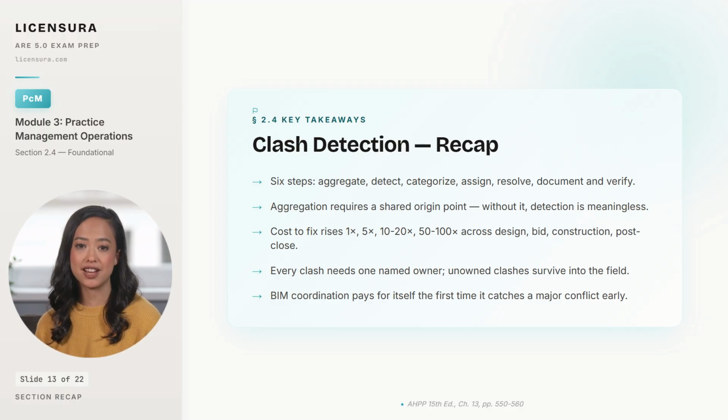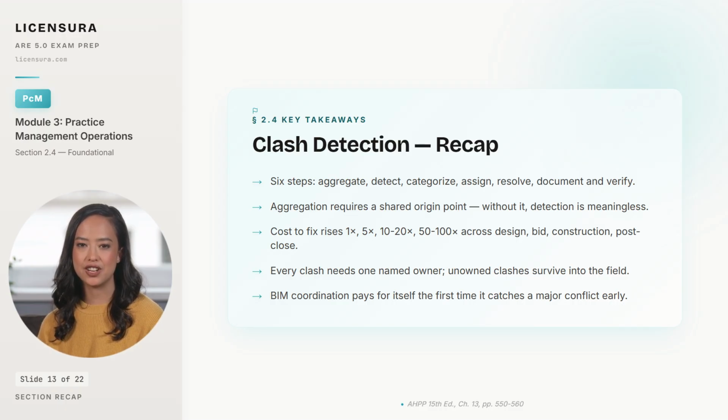5 takeaways on clash detection. First, the 6-step procedure runs aggregate, detect, categorize, assign, resolve, document, and verify. And every step has to actually be performed by a named owner, not assumed.